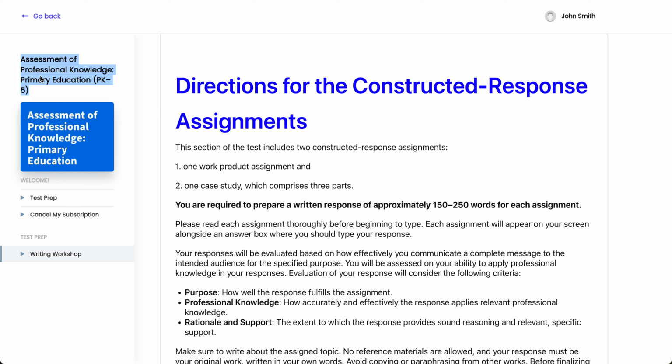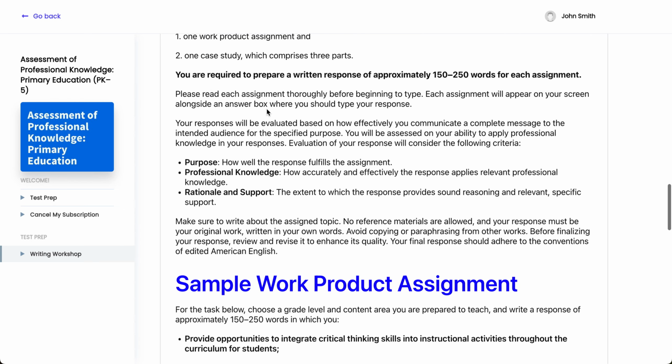Now notice for the Assessment of Professional Knowledge Primary Education exam that you'll be receiving a total of 2 different essay types. The first one is the work product, and the second is the case study, which comprises 3 different parts. Now notice here that your responses need to be approximately 150 to 250 words.